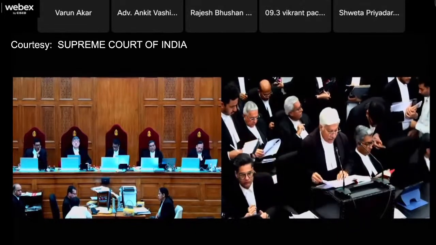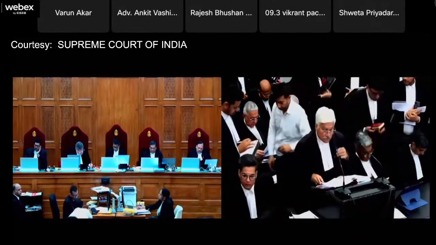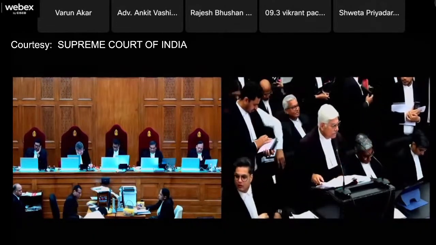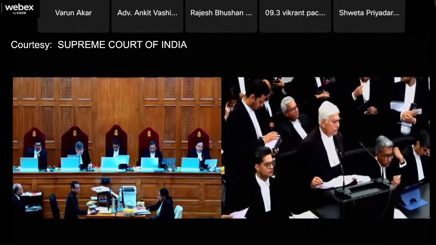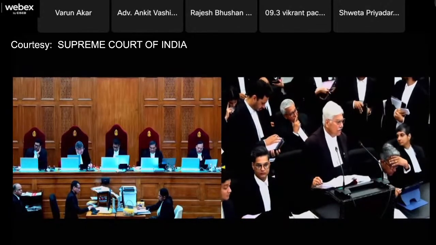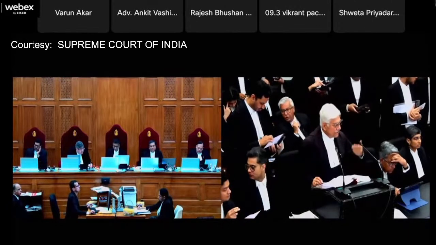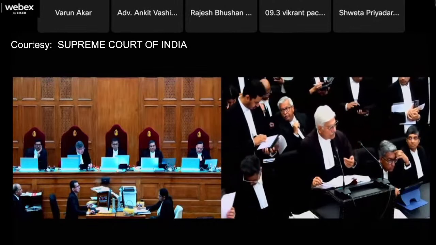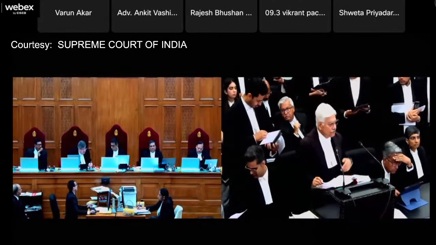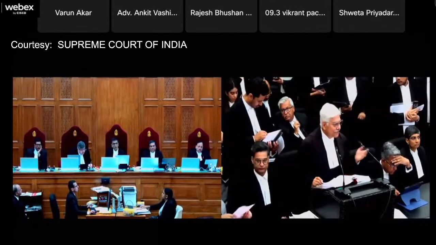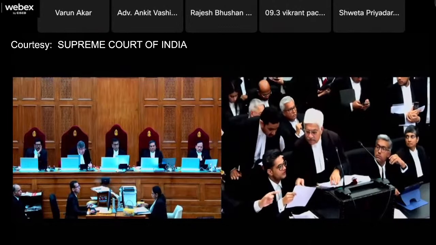One is 1953, PEPSU, full bench, which deals with a similar situation where Patiala as a state merged with the British paramountcy. Then what was the position of sovereignty of the Raja? The page, Mr. Dwivedi? Page 730.